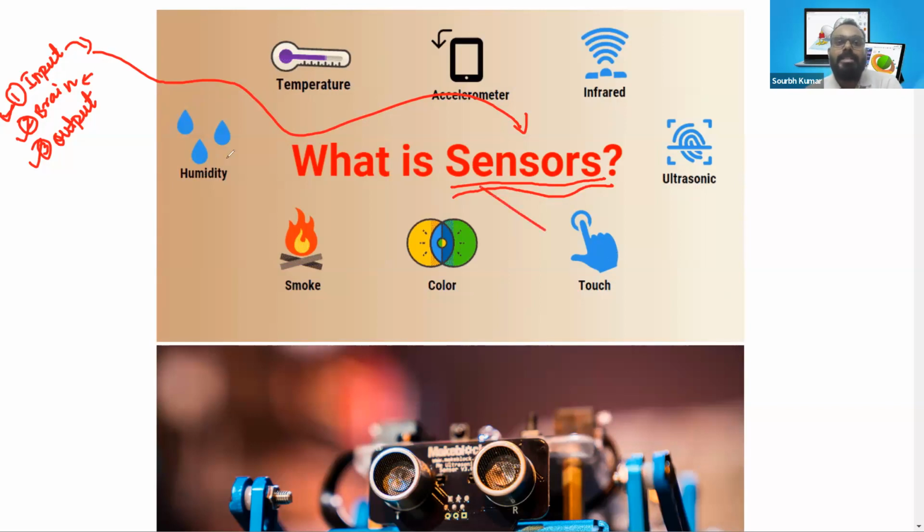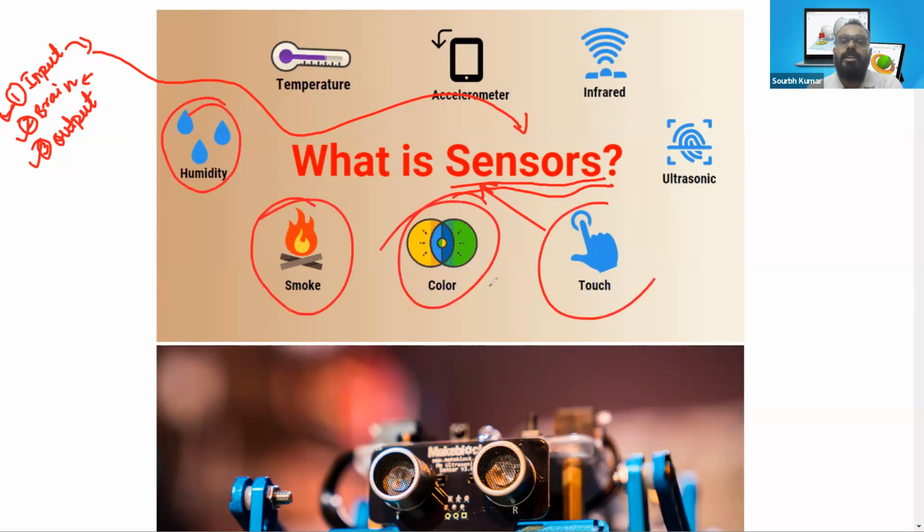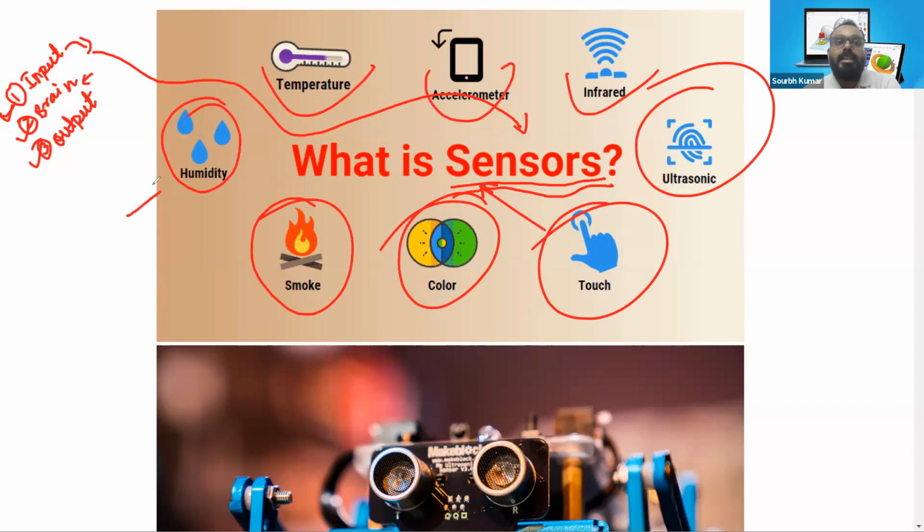So we do have various kinds of sensors present in the market as well as for our robotics applications. Some of them are mentioned here, like the humidity sensor, smoke sensor, color sensor, touch sensor, ultrasonic, the infrared one, accelerometer, and temperature sensor. These are the basic sensors which we see in our day-to-day life, and you have examples of these sensors nearby you as well.